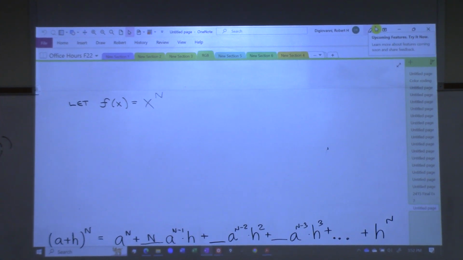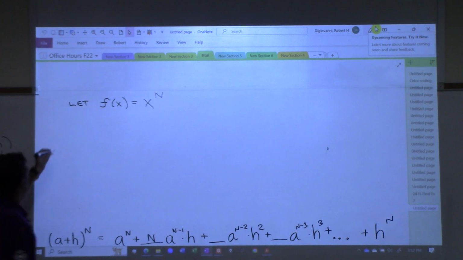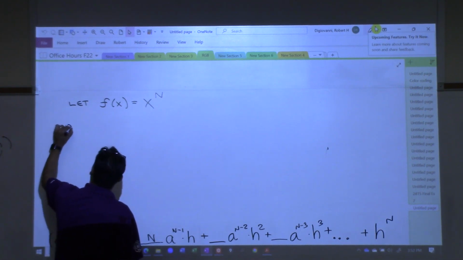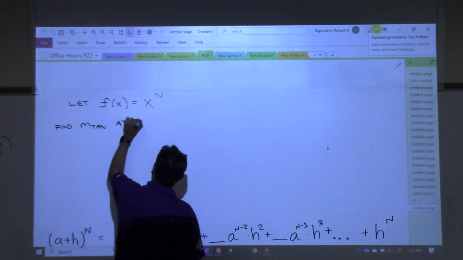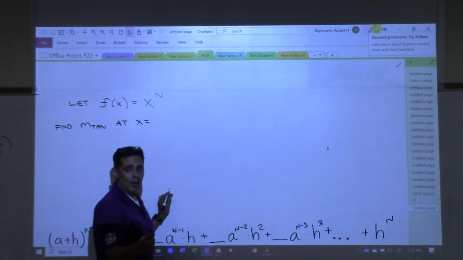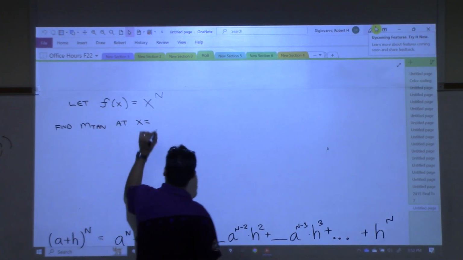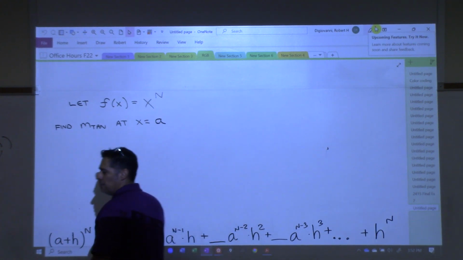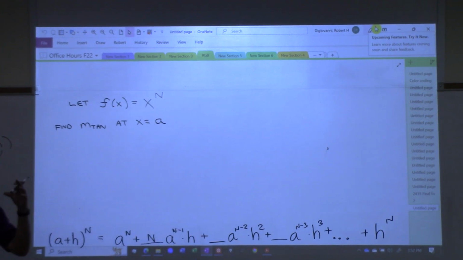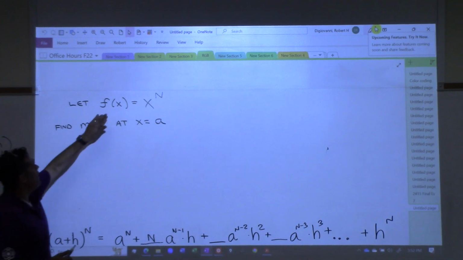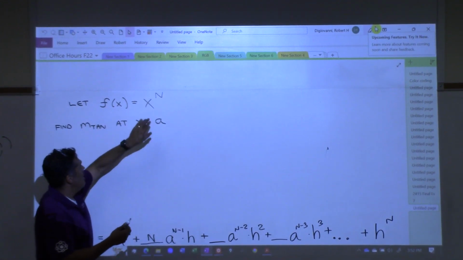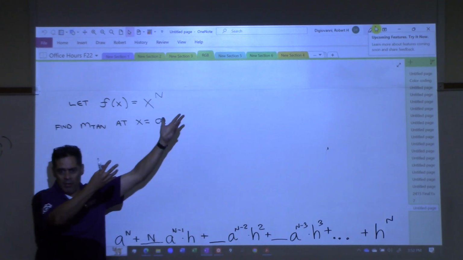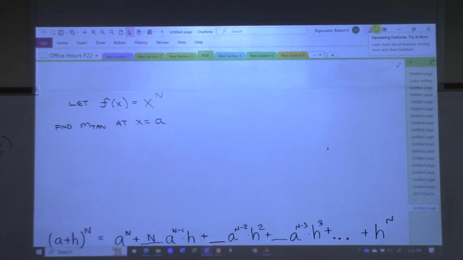And I want to know the slope of the tangent line. Find the slope of the tangent line at x equals, and I'm not going to give you a number, I'm going to give you a generic point, so at a. What I'm trying to do is generalize. I'm trying to find the slope of the tangent line at some arbitrary point of x raised to some arbitrary number. And if I can find this, then I will have a nice formula, won't I?